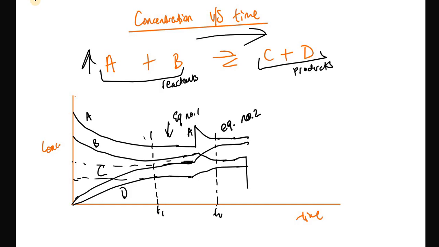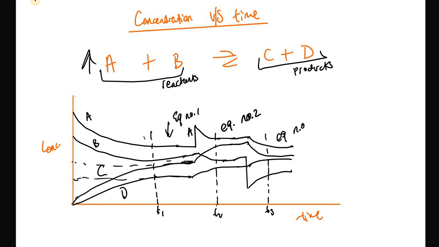Which means now that A and B are going to start to get used up, while C is going to start to increase, and then D is also going to start to increase. Then you reach another equilibrium. This is T number 3. You understand? So this is equilibrium number 3.